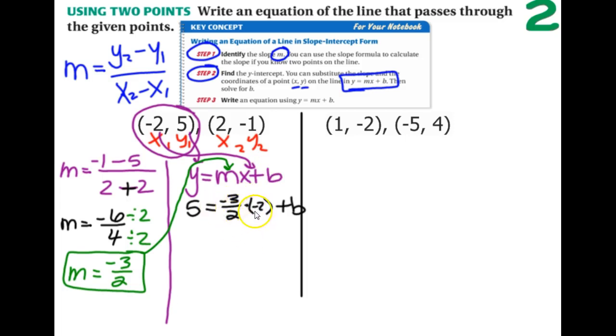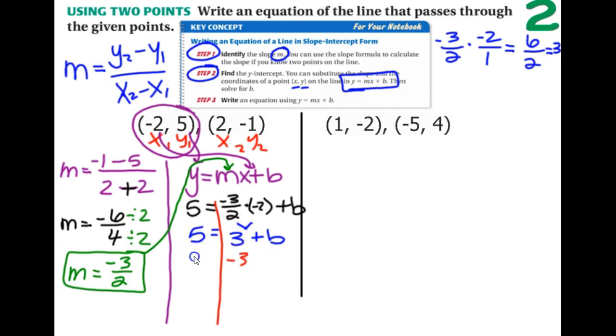So negative 3 over 2 times negative 2, we know this is 2 over 1, so a negative times a negative makes a positive 6. On the bottom, 2 times 1 is 2, and 6 divided by 2 is 3. So that makes 3. And then last, to get b by itself, just subtract 3. So 5 minus 3 is 2. So b is 2.